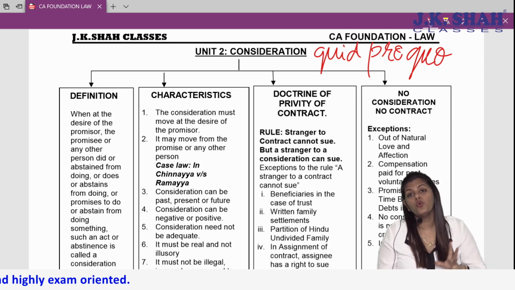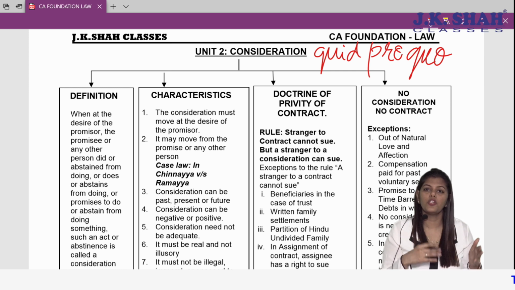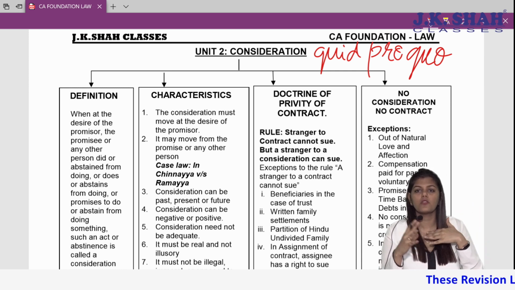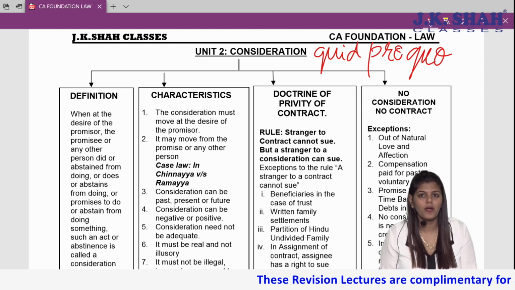Now, the huge definition: when at the desire of the promisor, the promisee or any other person did or abstained from doing something, does or abstains from doing something. It's a huge definition. But you have to remember it.